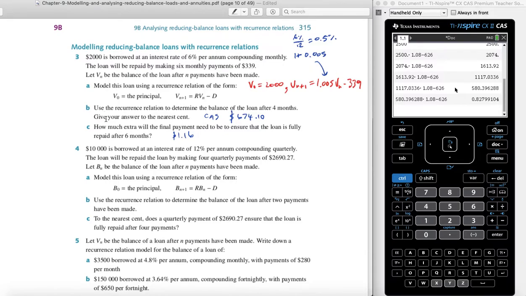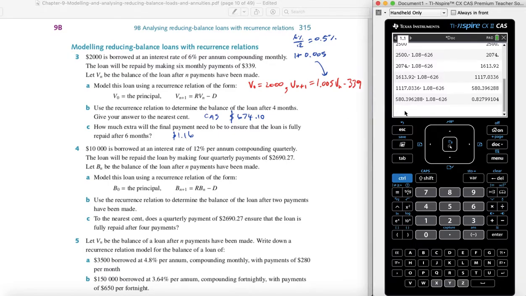Use a recurrence relation to determine the balance of the loan after 4 months. So let's get this going again. We've got $2,000, enter. We're going to multiply that by 1.005 and we're going to subtract our payment of 339. So they want us to do it for 4 months. So 1 month, 2 months, 3 months, 4 months. So $674.10 will be our balance after 4 months, rounded.